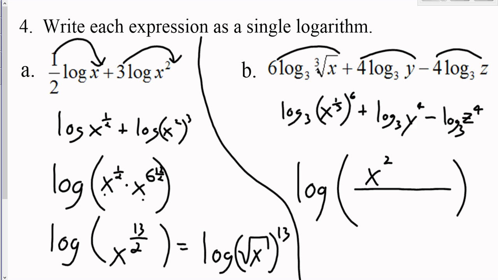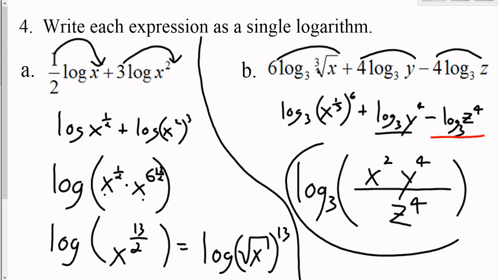This is addition here, so this is going to go in the numerator, y to the 4th. And again, these are all base 3, so that's going to stay consistent with my final answer. And then this is subtraction here, so I want to make sure that that goes and is divided here. So this is going to be z to the 4th. So that is now written as a single logarithm.